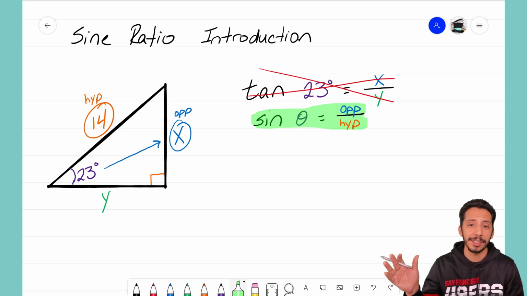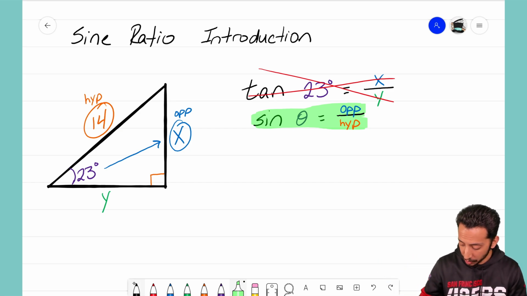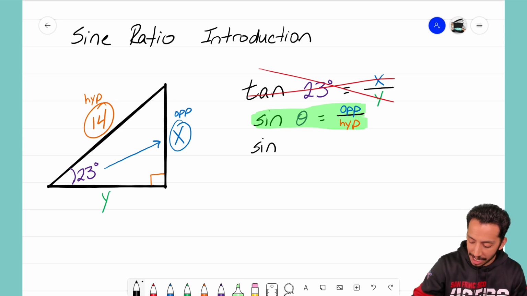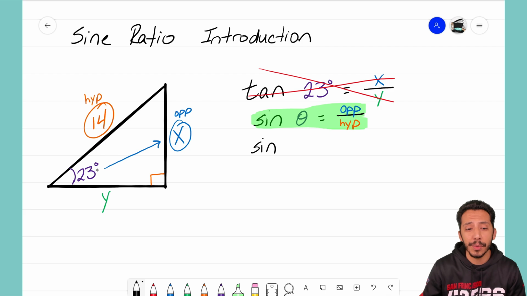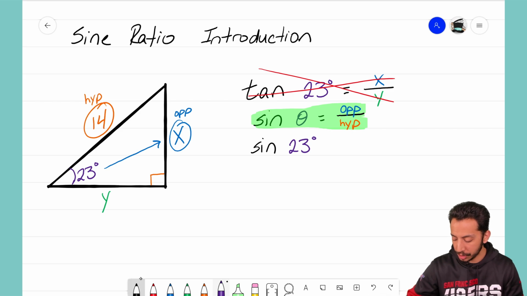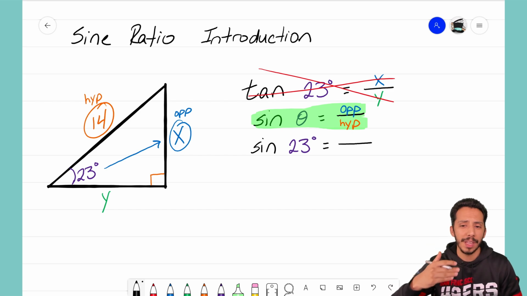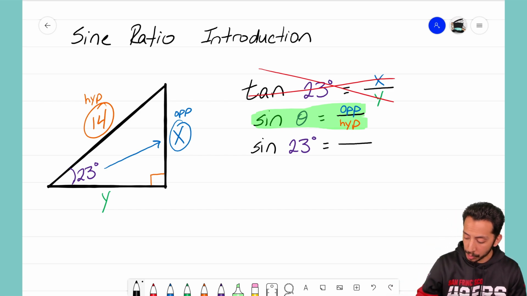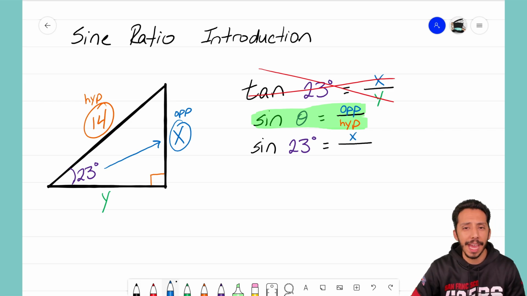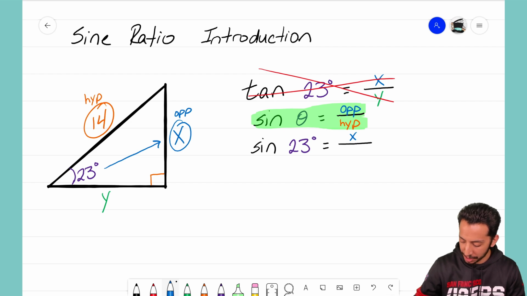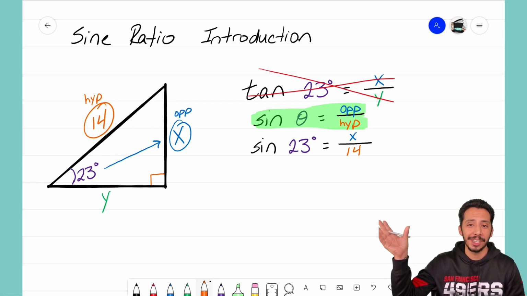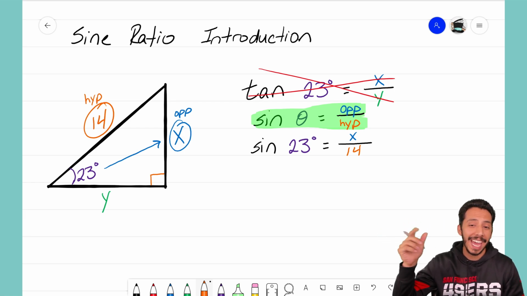Now that we have a formula, we can solve this problem using sine. I'm going to write sine of my reference angle, 23 degrees, equal to a fraction with the opposite side on top and the hypotenuse on the bottom. My numerator is the opposite side, which is x, over the hypotenuse, which is 14. Now I have an equation with just one variable, and I can solve it.